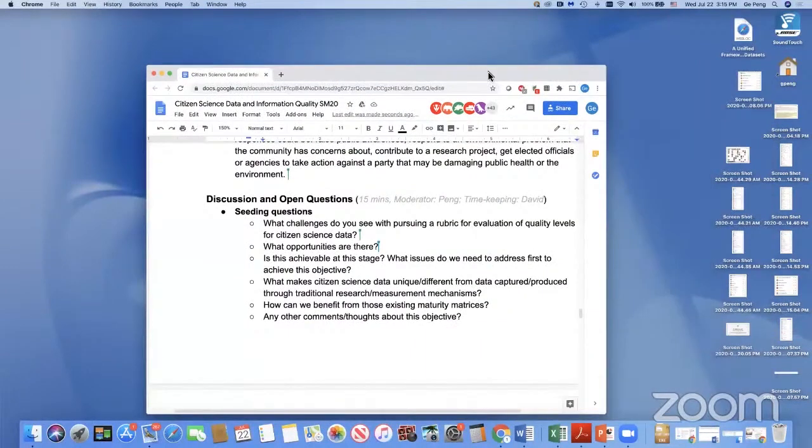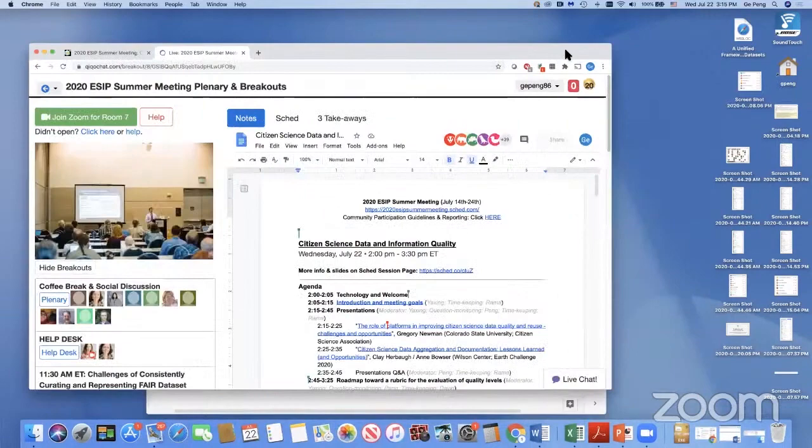So as Yashin has mentioned, he has put some seeding questions here. And I will go with the first one for now. The question is, what challenges do you see with pursuing a rubric for evaluation of quality level of citizen science data? And you can unmute yourself.